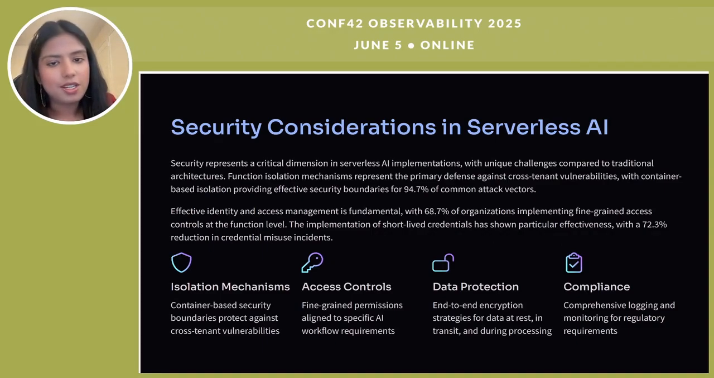Data protection. End-to-end encryption strategies for data at rest, in transit, and during processing are crucial and well supported by serverless platforms. Compliance. Comprehensive logging and monitoring capabilities are available, which are essential for meeting regulatory requirements and for auditability. While the attack surface shifts with serverless, robust security practices and platform features can effectively mitigate risks.